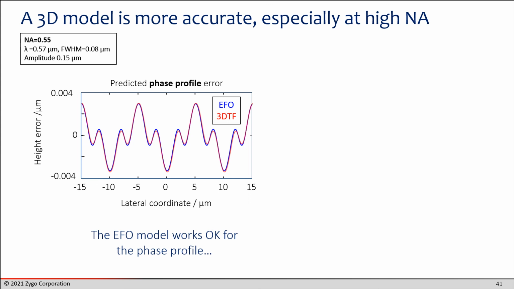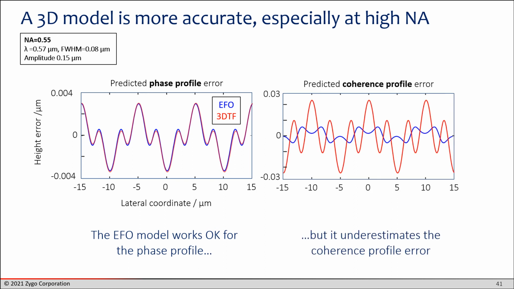And remember, I told you before that we have found that even at high numerical apertures, you can use the EFO model. But what happens at high numerical apertures with the coherence profile is we start to see differences. The EFO model is now underestimating by quite a bit the measurement errors that you expect to see in a coherence profile at high numerical apertures. And that's precisely because we've ignored all of the effects that have to do with high incident angles and high scattering angles.